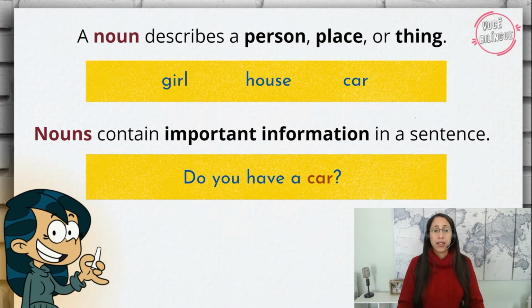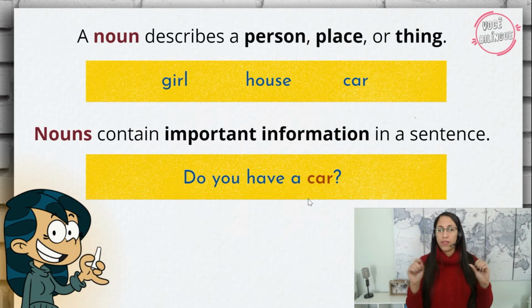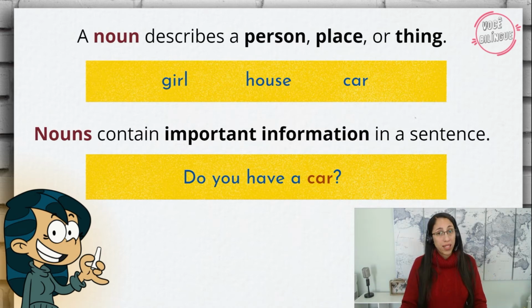Okay, so for instance, if you just study the grammar, as I was telling you, like here, this is a structure, right? Do you have a what? Do you have a car? Do you have a cat? Do you have a dog? Do you have an apartment? Do you have a computer? So that's why nouns are so important, because they carry a lot of meaning.